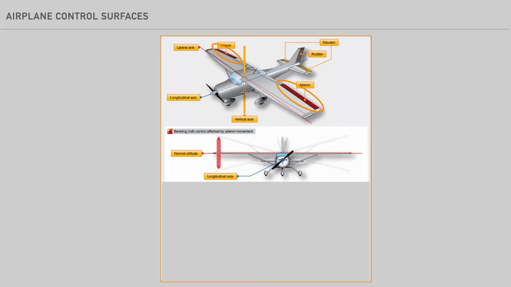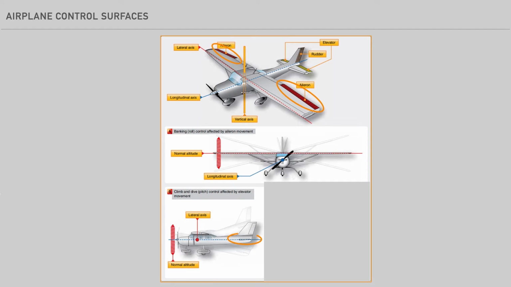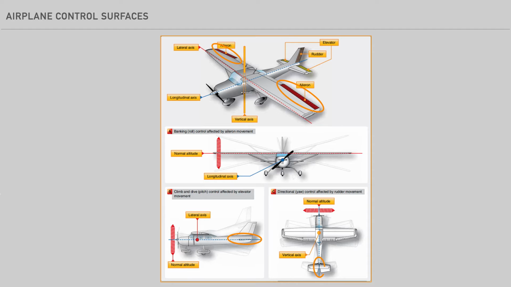The ailerons, located on the outboard portions of the wings, cause the airplane to bank along the longitudinal axis. The elevators allow the airplane to rotate up or down along the lateral axis, increasing and decreasing the angle of attack respectively, and the rudder yaws the airplane to the left or right along the vertical axis.